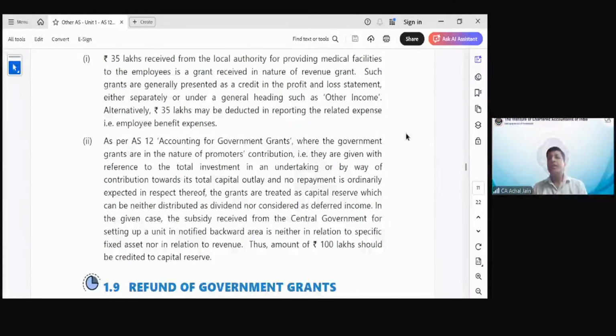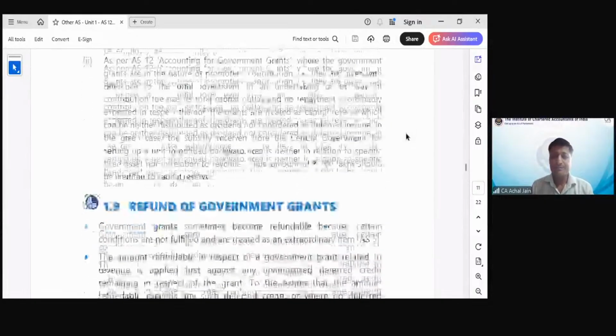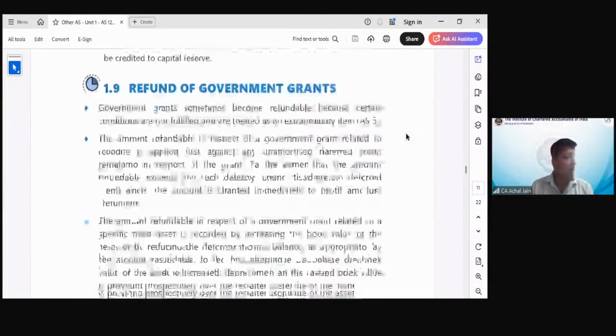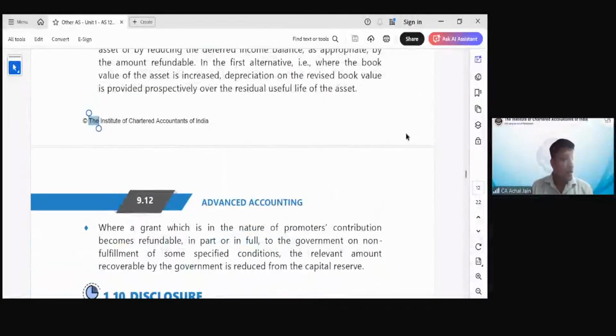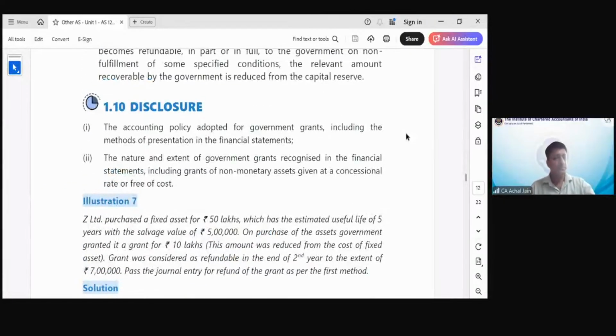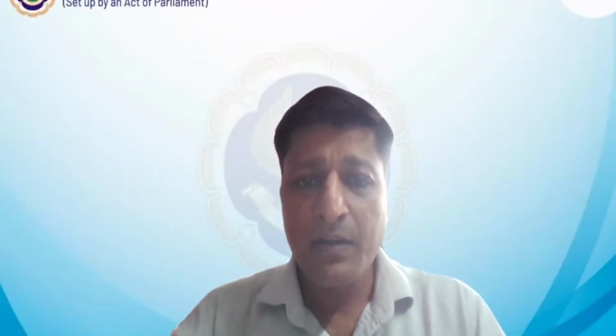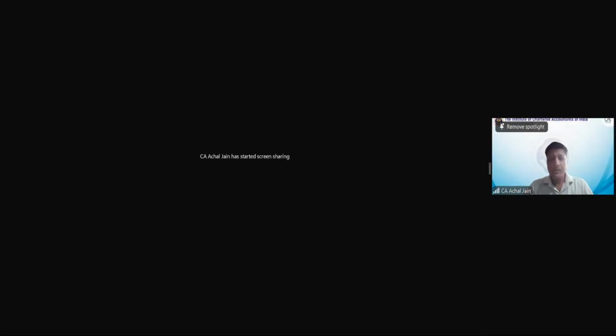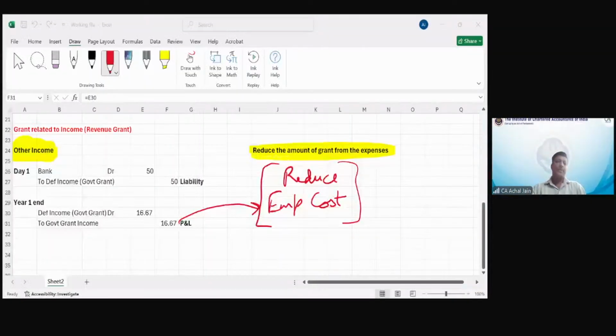Now, moving on to next concept. It talks about a refund of government grants. Now, what is the meaning of refund of government grant? How is this required to be treated? Let's talk about it. So once again, we'll go back to that working file.